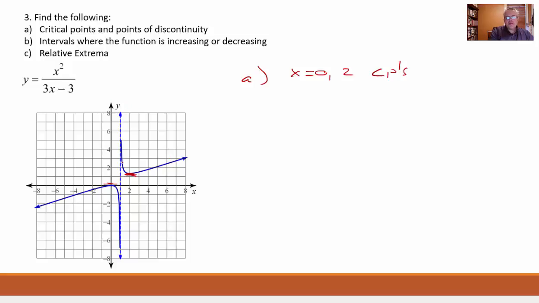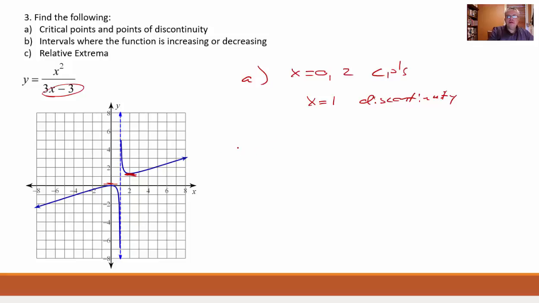There's also a discontinuity. This graph has a vertical asymptote, and it occurs when the denominator is 0. Well, the denominator would be 0 when x equals 1. So that's a discontinuity. And the function can change from increasing to decreasing there. Actually, here it's decreasing on this side, and on the other side it's decreasing there also.